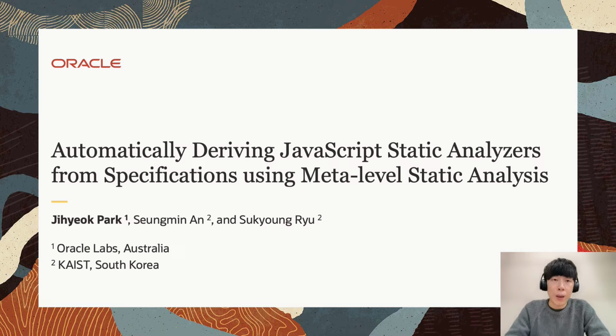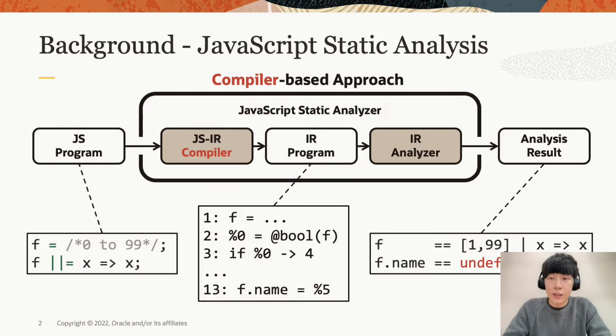Let's start with the background. JavaScript is one of the most popular programming languages, but it is not that easy to correctly understand the possible behaviors of JavaScript programs because of the language's highly dynamic nature and complex semantics. So researchers have presented diverse JavaScript static analyzers to reason about such complex behaviors.